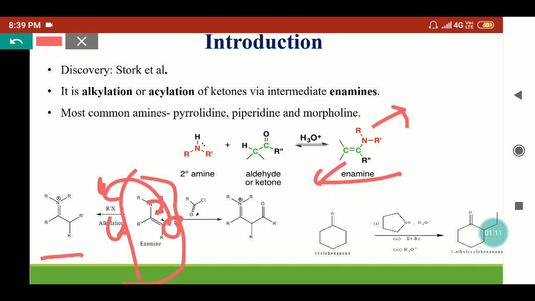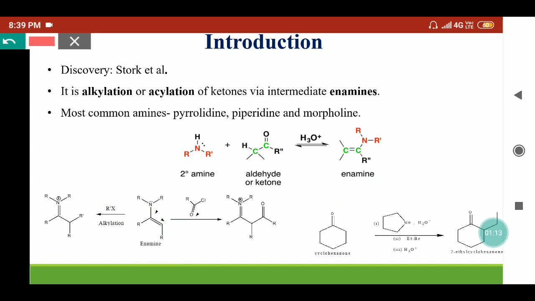So here we can alkylate this enamine, or in similar fashion this nucleophilic carbon can attack this carbonyl carbon and chloride will leave as a leaving group. So here the acylation has occurred on this nucleophilic carbon. By hydrolysis we can generate the carbonyl compounds back in the product.